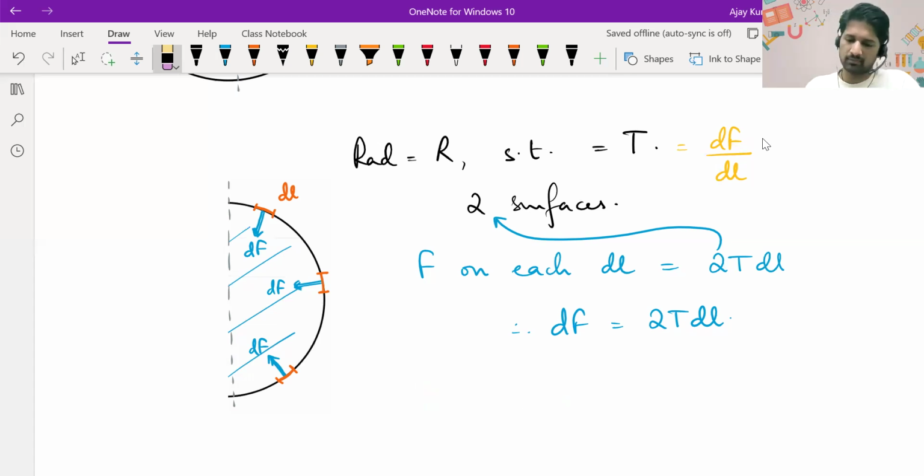Can any one of you tell me, like you all visualize dFs acting on every element, starting from this one. Can any of you visualize and tell me the direction of total force due to surface tension acting on this semicircle? What will be the direction of the resultant of all these small dFs?